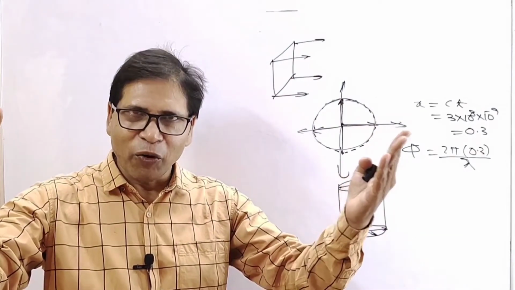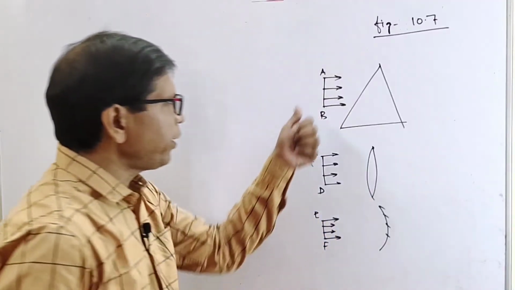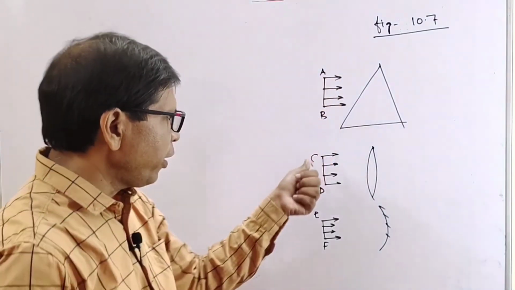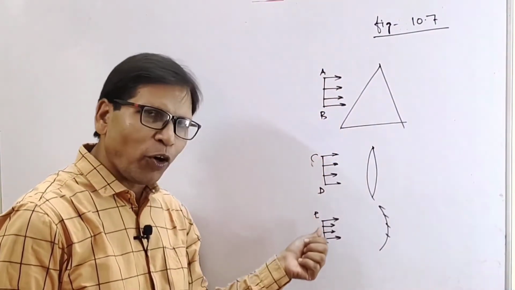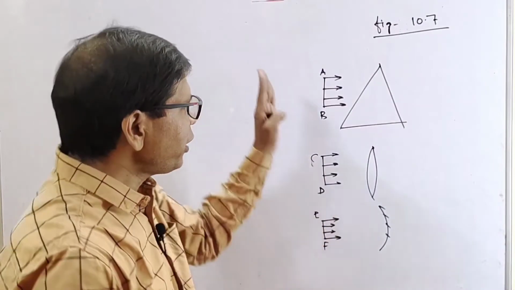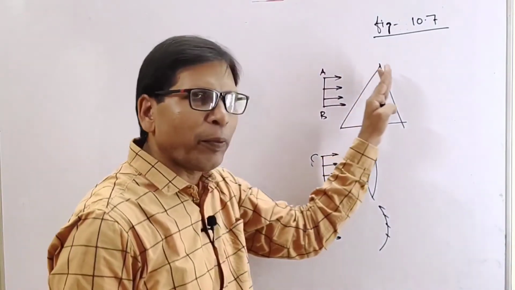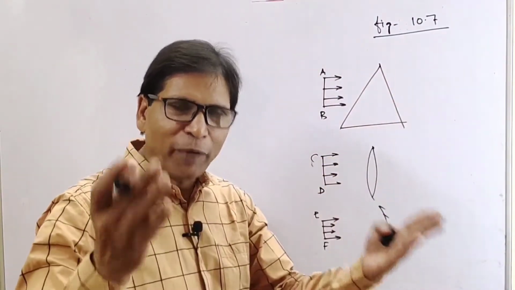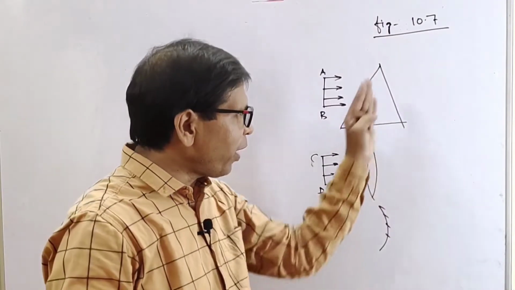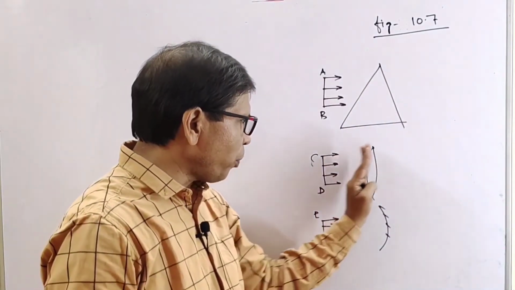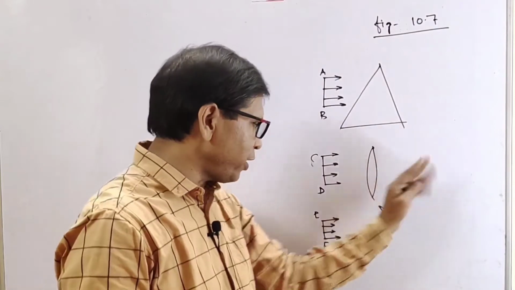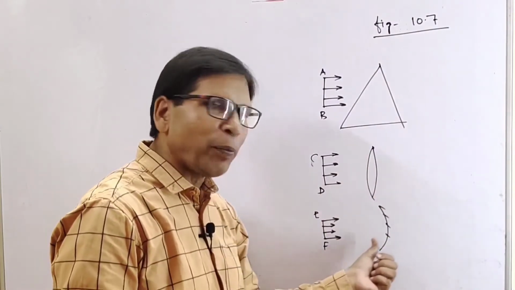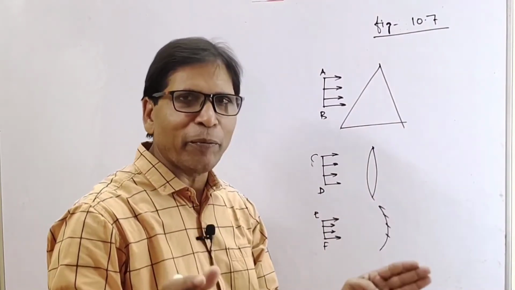Okay, now a question. Look at this. This is a plane wavefront, and this is also a plane wavefront. This plane wavefront is incident on the prism. What is the shape of the wavefront after refraction? Also, the shape of the wavefront after refraction by the lens, and the shape of the wavefront after reflection by a concave mirror.